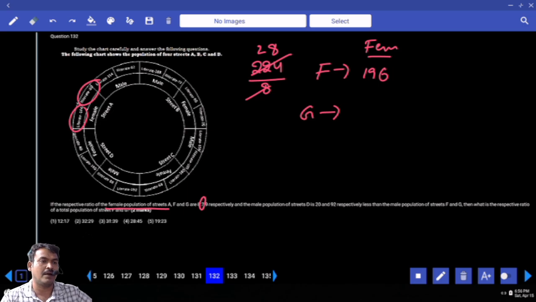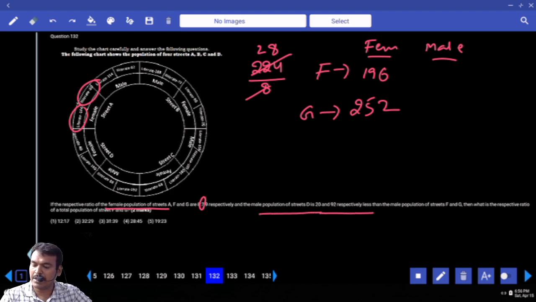We are adding 1 part, 224 plus 28, 252. That is the female value, F and G are. Again, male population of street D is 20 and 92 respectively less than the which one? F and G. D value compared to F value 20 lesser. Okay, D value compared to G value 92 lesser.